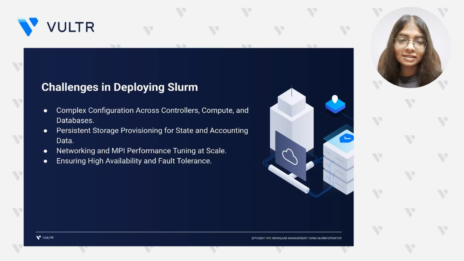Deploying Slurm isn't as simple as spinning up a single node. Its architecture involves multiple interconnected components, including controller, compute nodes, and databases that all need precise coordination. Storage is critical not just for the job state but also for accounting and logging, and misconfigured volumes can bring the cluster to a halt. Networking must be carefully tuned to ensure MPI workloads communicate efficiently at scale, because even a small misconfiguration impacts job performance. Without proper planning, maintaining high availability and fault tolerance becomes difficult, making manual deployments error-prone, slow, and challenging to scale for real HPC workloads.